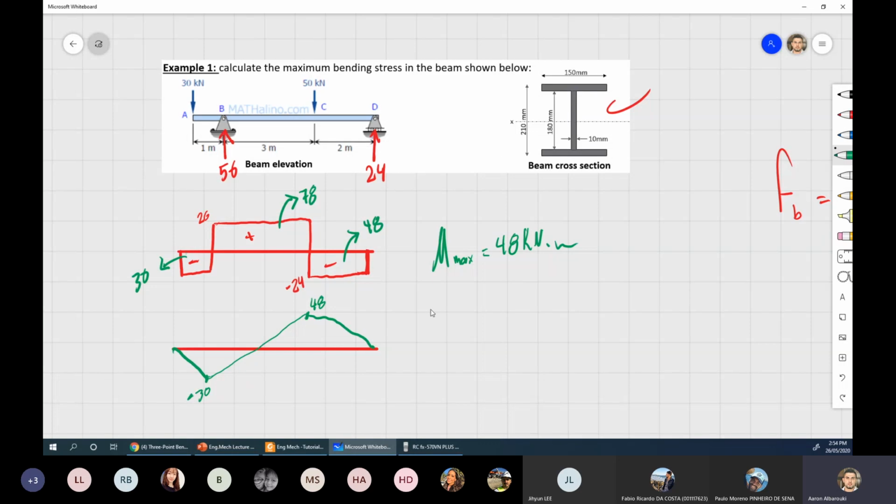I'll calculate the Ix value, which equals, as we agreed, 210 cubed by 150 on 12, minus 2 times, what do we have there, 180 cubed by 150 take 10, 140 divided by 70 on 12.